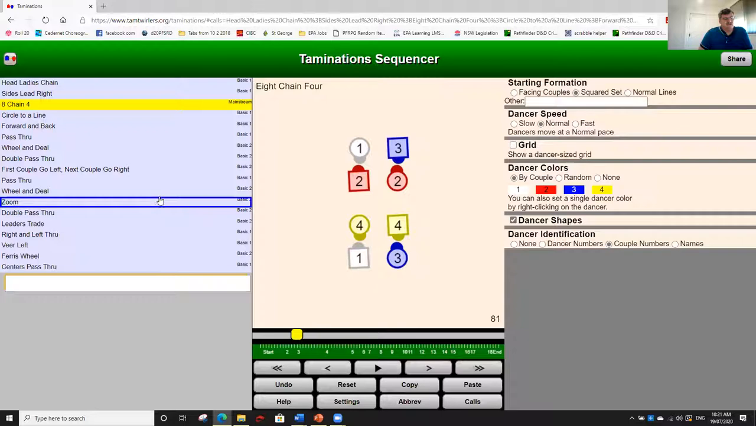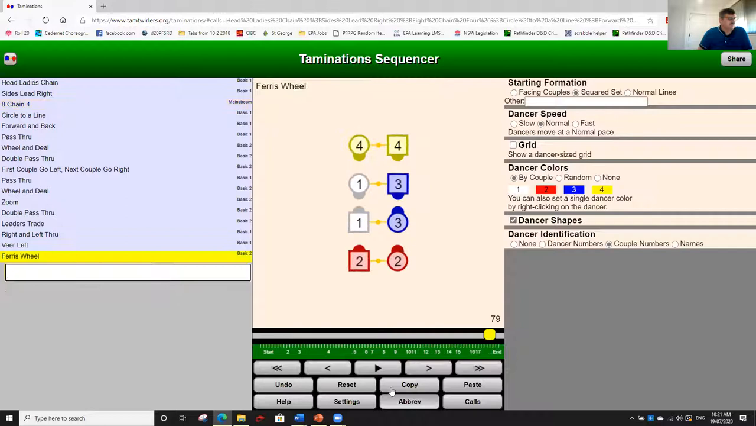I have not changed anything. I'm using one singing call figure and I'm using just those 5 modules. And so far we've got 1, 2, 3, 4, 5 different chains, one full sequence here, but 5 different possible chains. Let's try a different one.